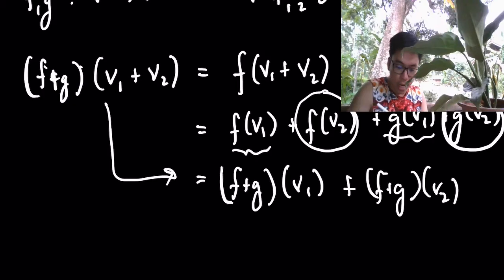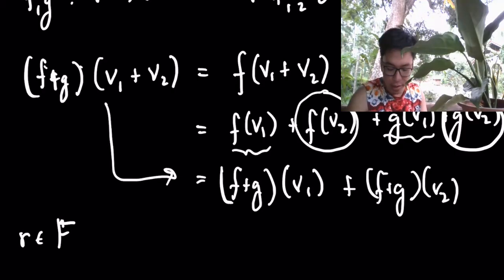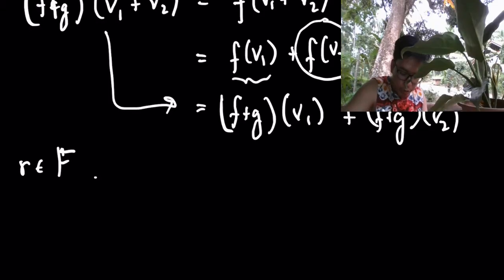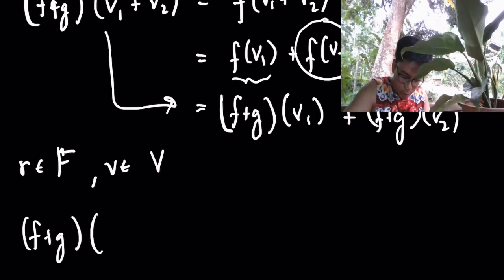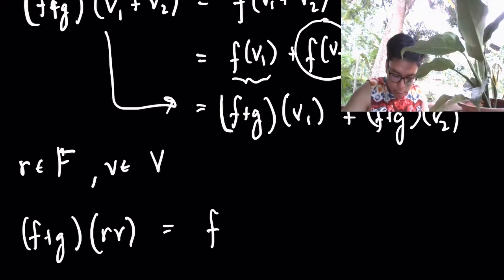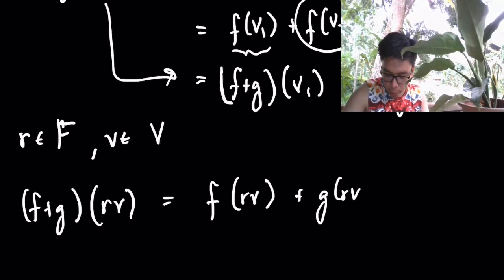Now let's consider a scalar. So we will say a scalar r coming from F, the field here, at which the vector spaces V and W are vector spaces over this specific field. So let's say your v here is a vector from V. Taking (f plus g) of rv, that's simply f of rv plus g of rv.